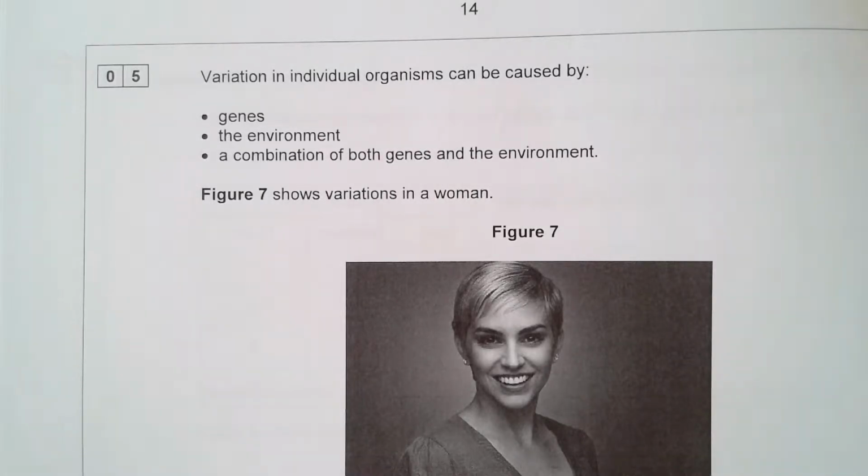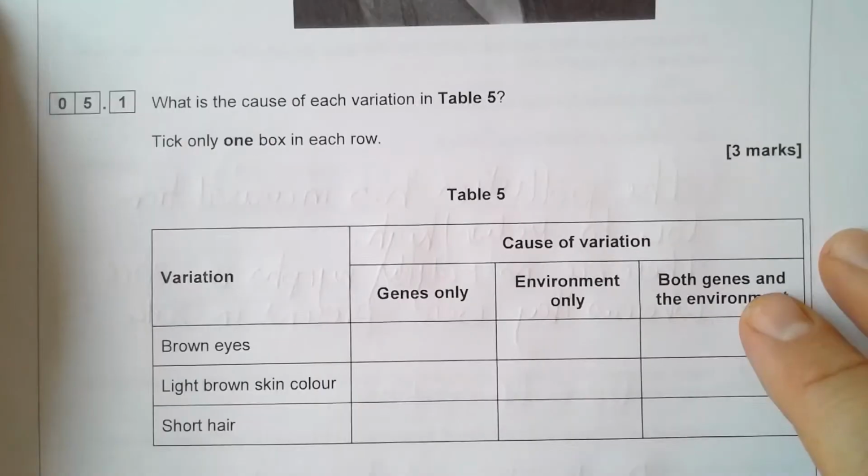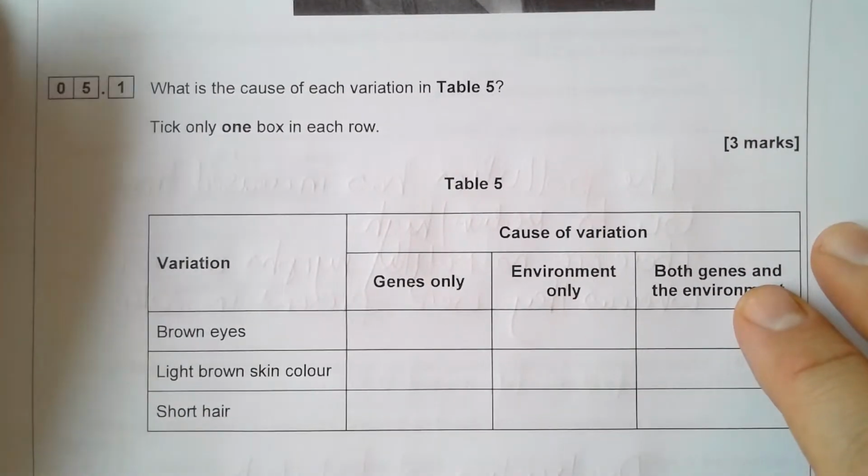Question 5 is looking at variation and inheritance, and it's telling us that variation in individual organisms can be caused by genes, it can be caused by the environment, or a combination of both. We see a picture of a woman here, and the first part asks us what the cause of each variation is.